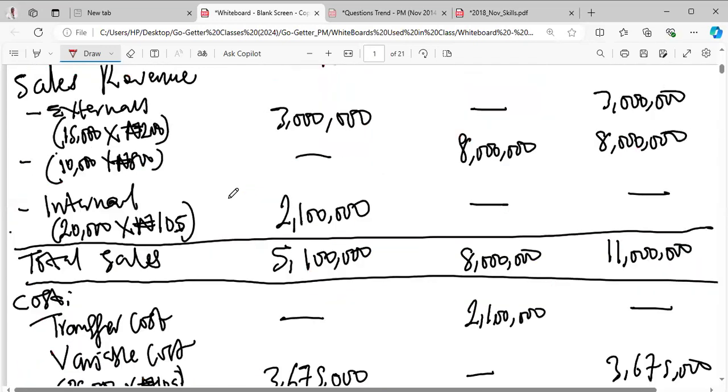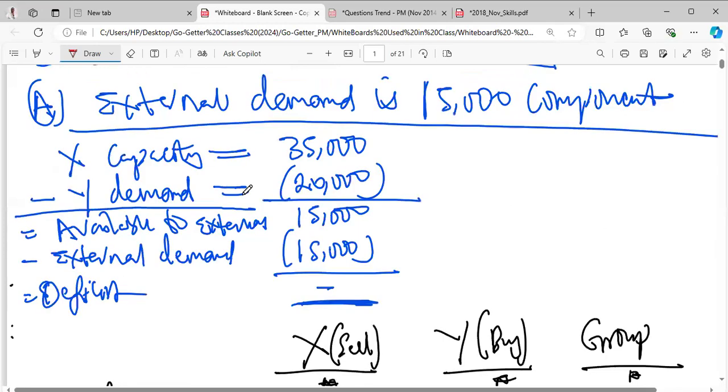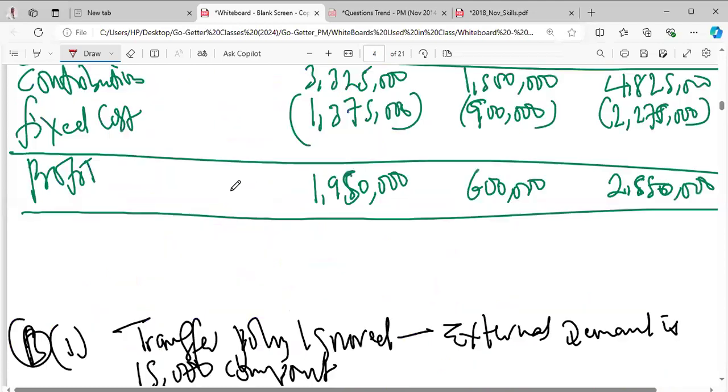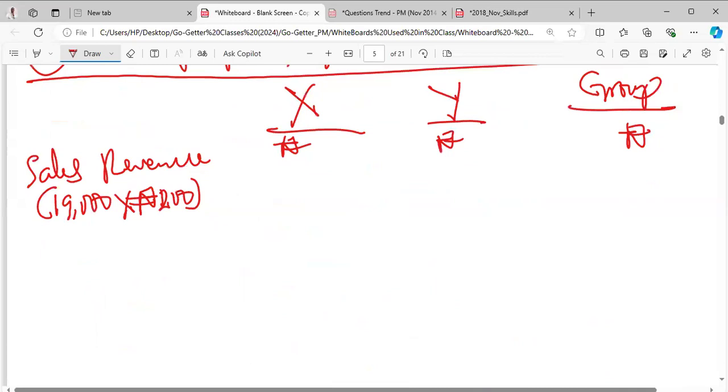Calculated that before. Okay, no, that's the second one. We've not calculated because we have always been giving external demand. We have always been giving them 15,000. So now we are giving them 19,000. So we come here, 19,000.